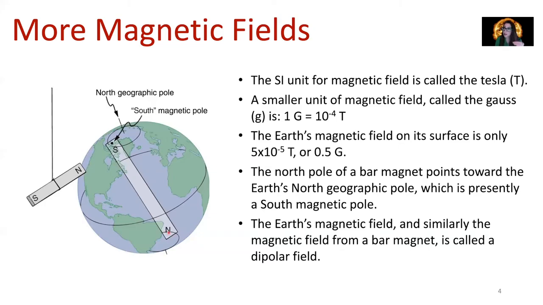The magnetic field for the Earth, the magnetic field line vector, is going to be pointing out and away from the south geographic pole. It's going to arch around and then come back around. It's going to point in towards the Earth's north pole, which is actually its magnetic south pole.